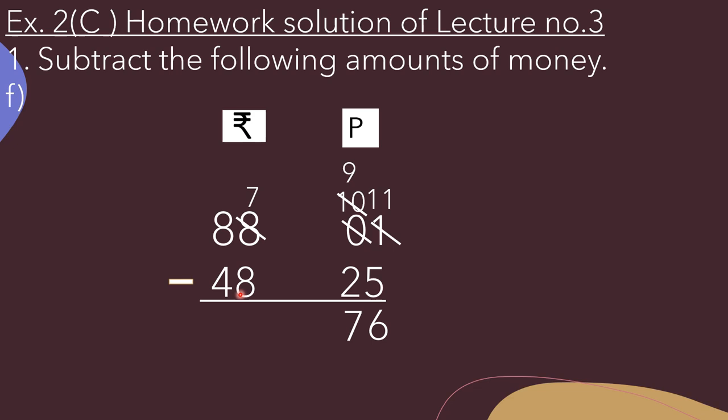Now 7 minus 8 is not possible. So the 7 will take borrow and it will become 17, and 8 will become 7. So 17 minus 8, that is equal to 9, and 7 minus 4, that is equal to 3. So what is the answer? That is 39 rupees 76 paise. So here we will write rupees 39.76.